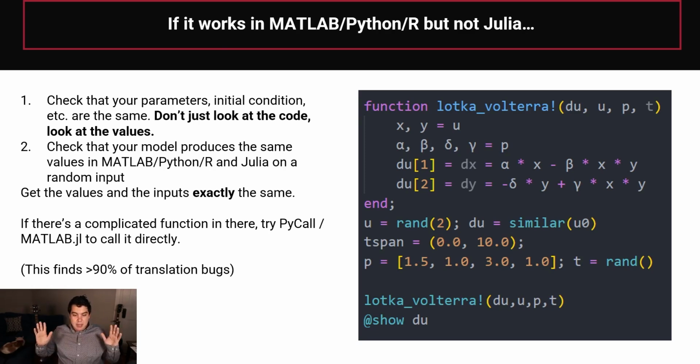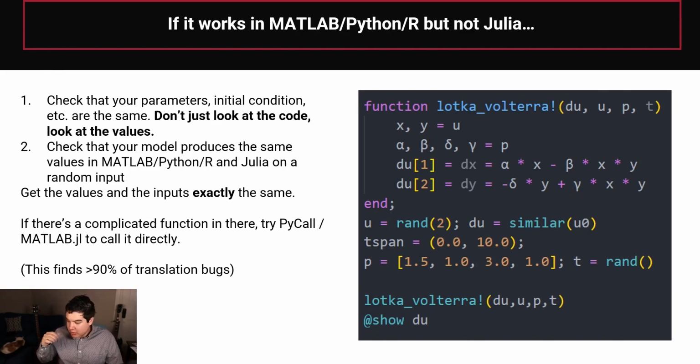I'll tell you that more than 90% of translation bugs on Discourse, you'll find that when they get to this step, their issue goes away, right? Their issue becomes like, oh, I realized that actually I had a minus sign where it had a plus sign, right? So this is the key debugging step. Please do this one.